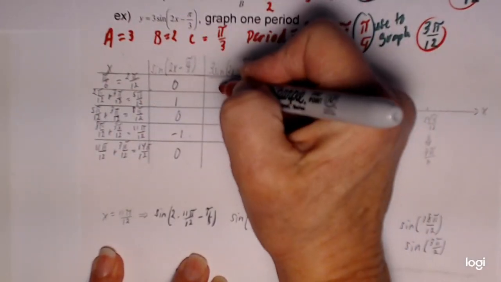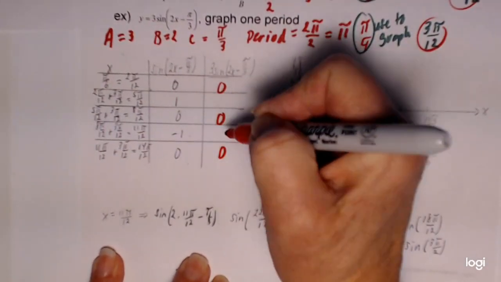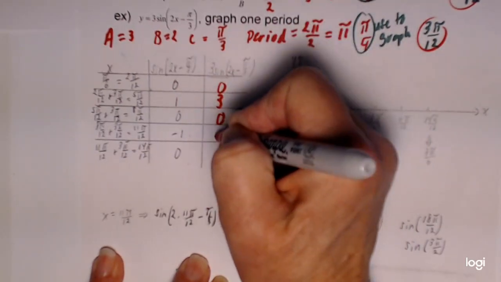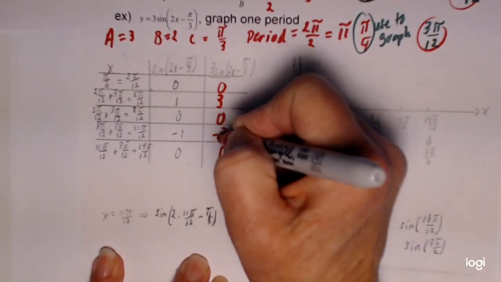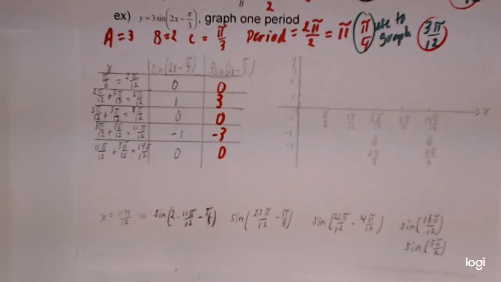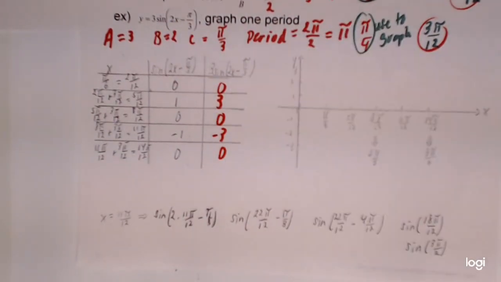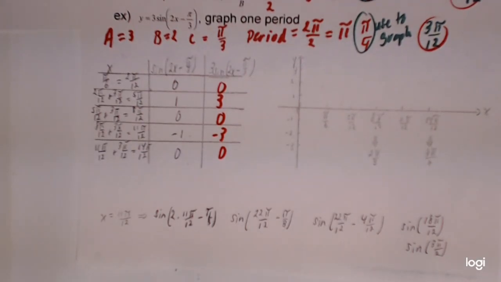Finally, now that we have that, we have to take care of the fact that our amplitude is 3. So as in the past, our zeros stay the same. 1 becomes 3, and -1 times 3 is -3. Finally, we can graph here.